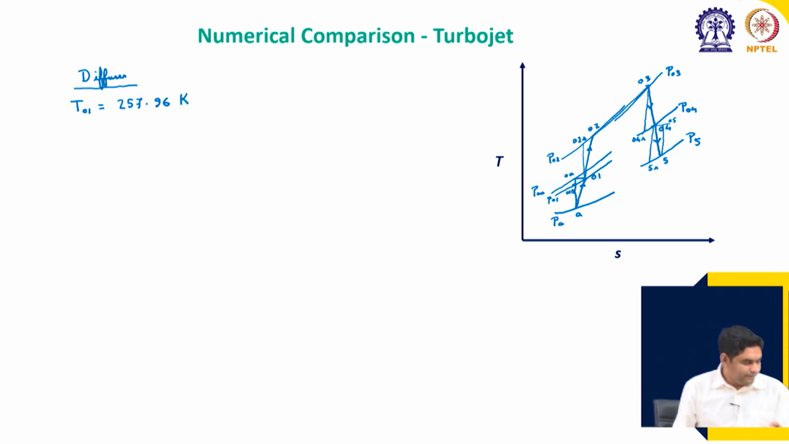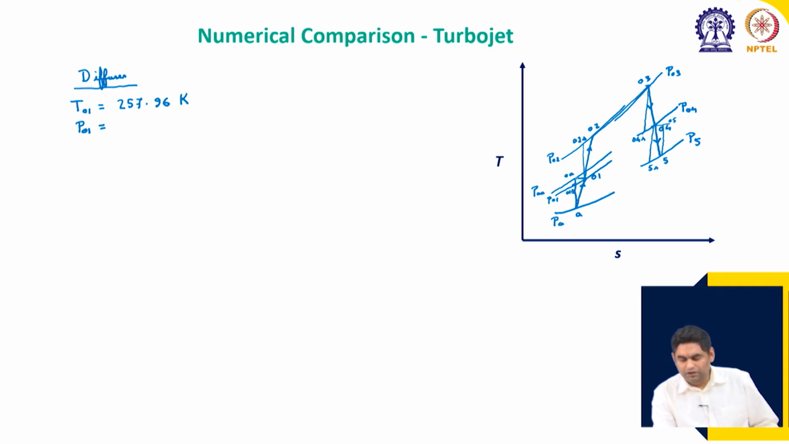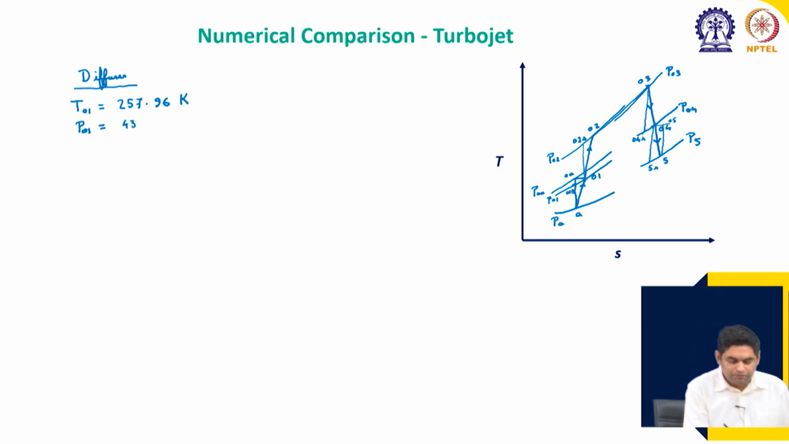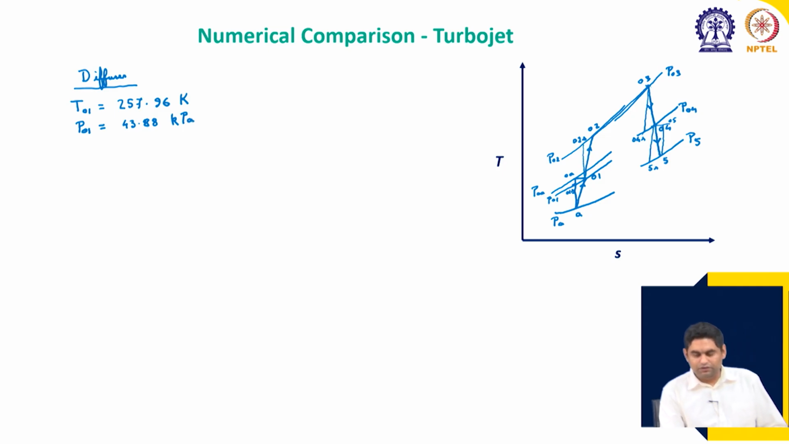257.96 Kelvin. Okay. And P01, so T01 we can find directly from T0a, and T0a by Ta we know is 1 plus (gamma minus 1) by 2 M squared. So from there we find T01, then we will find T01s and then P01. P01 is equal to 43.88. This is same as the turbofan cases, okay. Same, because the diffuser function does not change here and the ambient conditions are remaining the same, and we have also considered the same flight velocity.